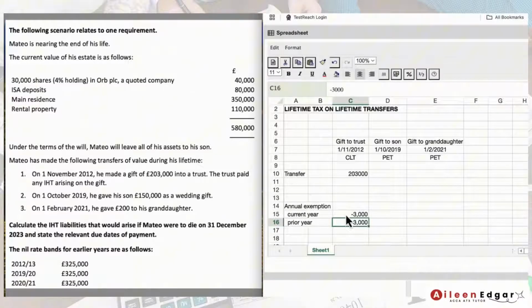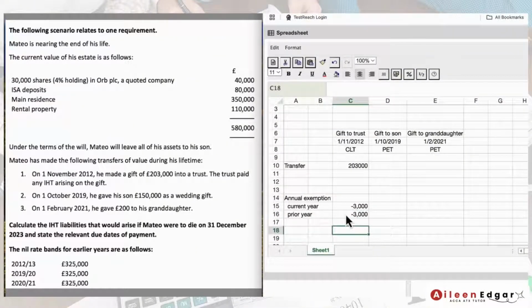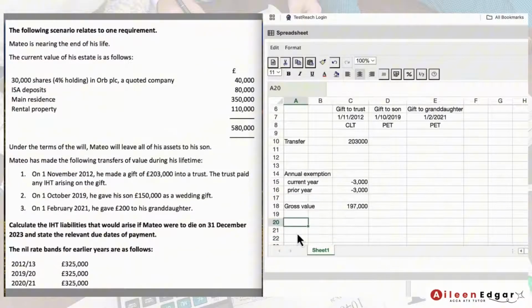So that's £6,000 we can take away from the transfer of value of that CLT, and that gives us a gross value for it of £197,000. What would you do next? You've got this value now after exemptions of £197,000. Can you reduce that value even more before you work out the tax on it?